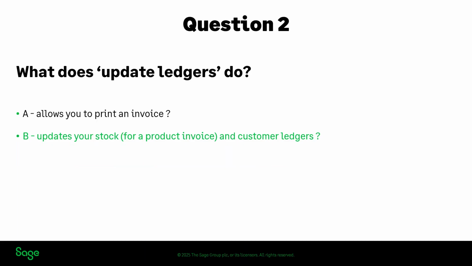Question 2, what does update ledgers do? Well, it updates your stock if it's a product invoice, and also the customer's ledger. So it essentially commits your invoice into your accounts. It updates things like your nominal ledger. That invoice would appear against the customer's account on the activity. And if it is a product invoice, obviously it would adjust your stock levels accordingly as well.